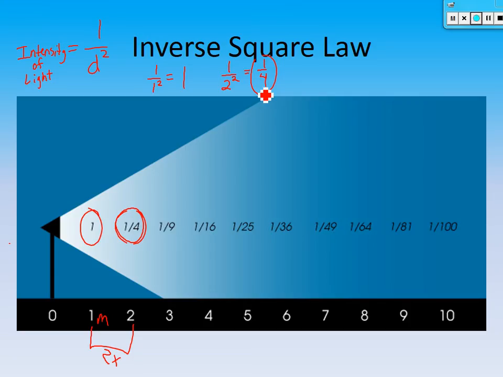You can continue working that out all the way through. Let's just do one down here. Let's do 7. So what's 1 over 7 squared? 1/49. What does that mean? It means that the intensity at this point is 1/49 of what it would have been at 1 meter. So it's decreasing a lot, right?